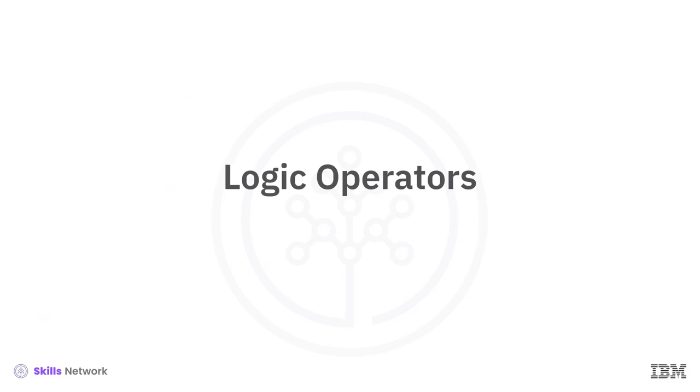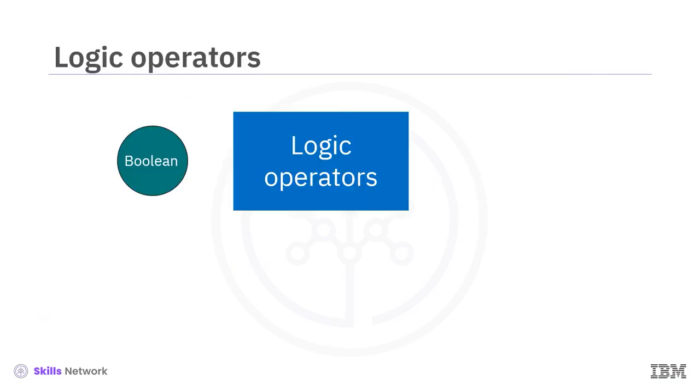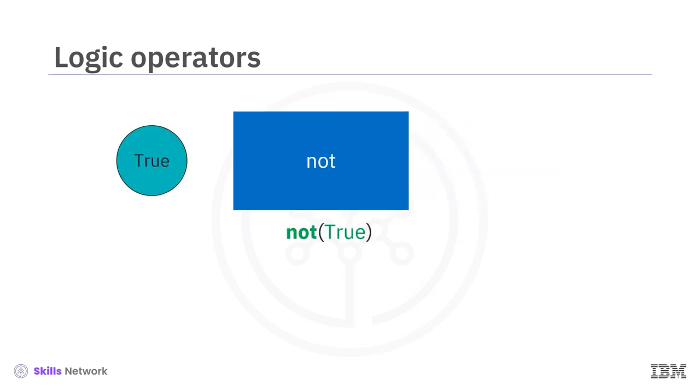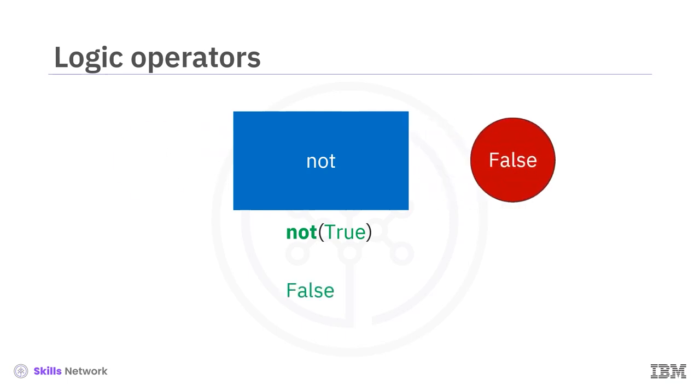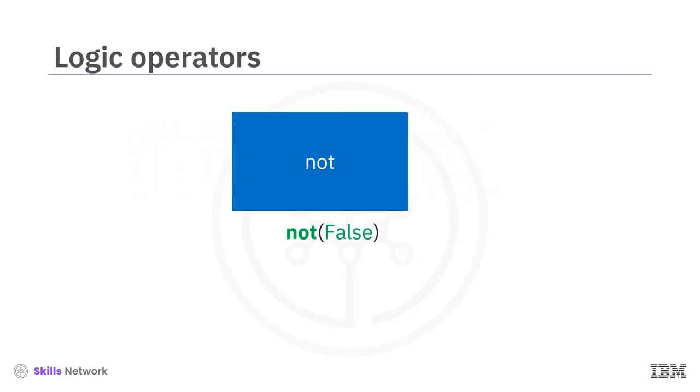Now let's take a look at logic operators. Logic operations take Boolean values and produce different Boolean values. The first operation is the not operator. If the input is true, the result is false. Similarly, if the input is false, the result is true.